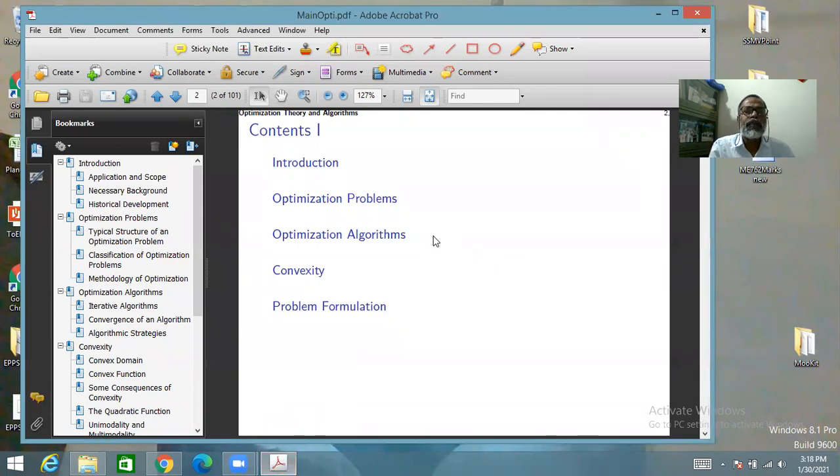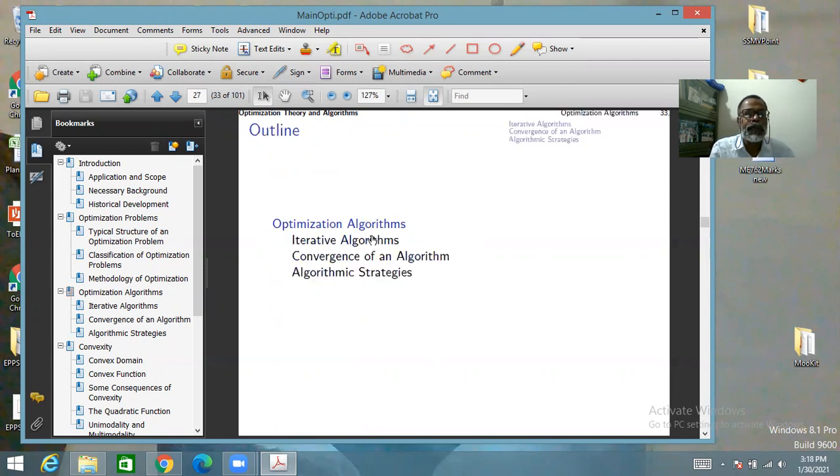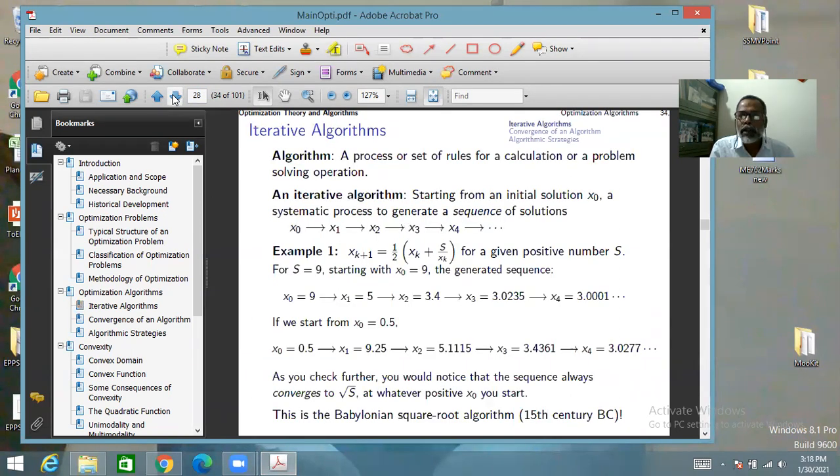In this lecture, we will cover the basics of optimization algorithms, the framework in which the algorithms operate. So these are the three things: the algorithms, their convergence, and algorithmic strategies. So algorithm, to begin with, is a process or set of rules for a calculation or a problem solving operation. This is the dictionary meaning.